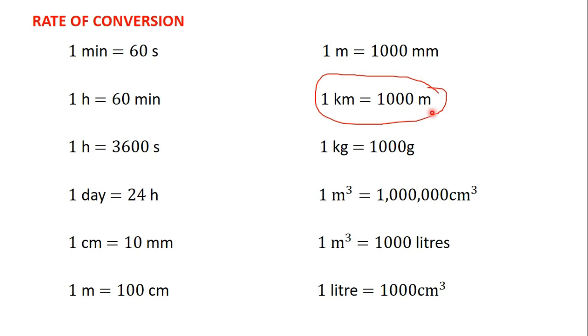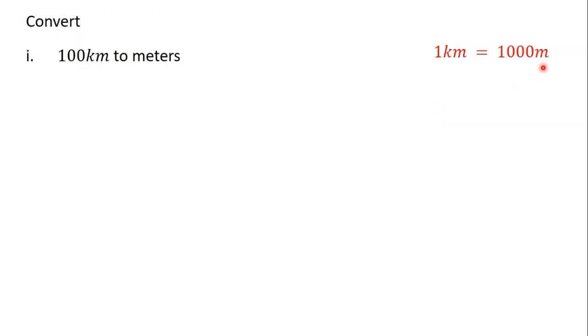Now we can go ahead and solve our question. So the rate of conversion we are going to use is 1 kilometer is equal to 1000 meters. And we are converting 100 kilometers to meters. 1 kilometer is equal to 1000 meters. This is the standard rate of conversion that we know. We want to convert 100 kilometers to meters.